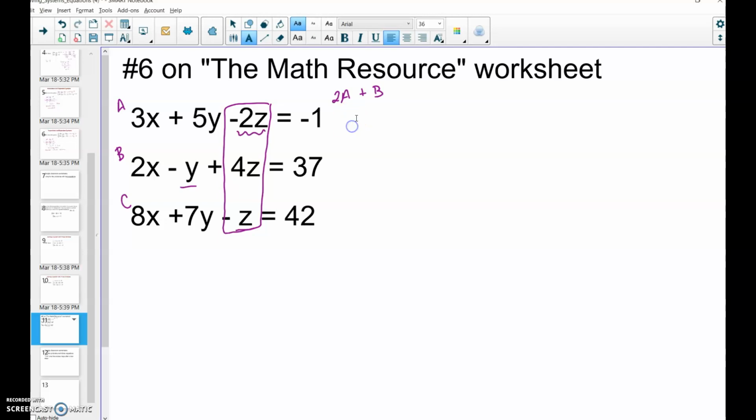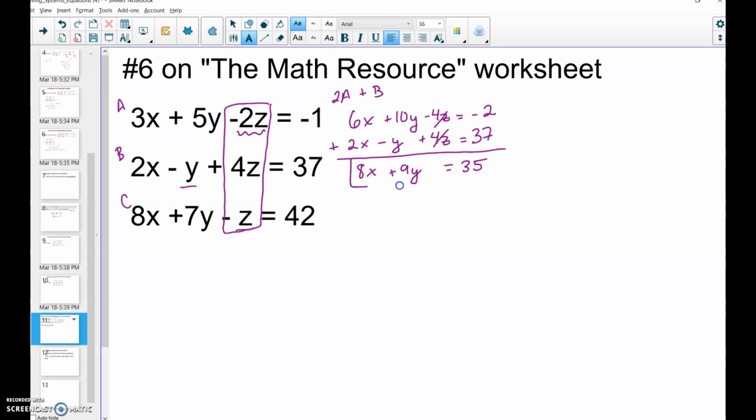So that gives me 6x plus 10y minus 4z equals -2. I'm adding that to 2x minus y plus 4z equals 37. All right, so go ahead and add those together. 8x, positive 9y. My z's will cancel out. And that gives me 35. Okay, there's one equation.